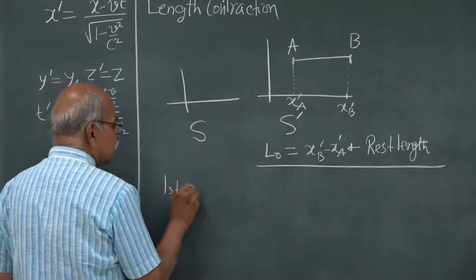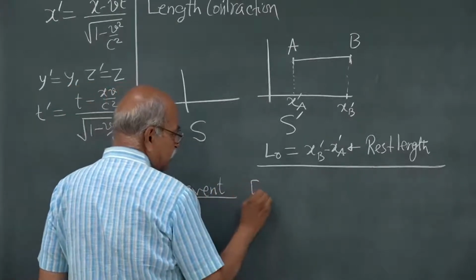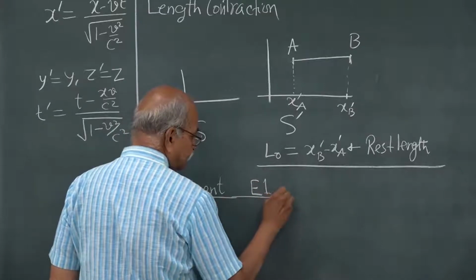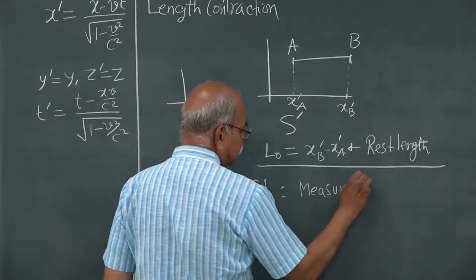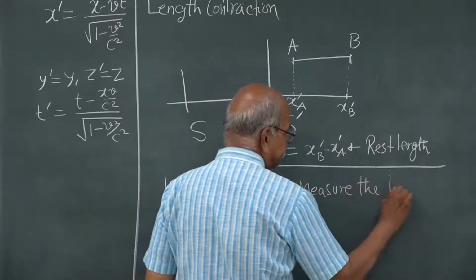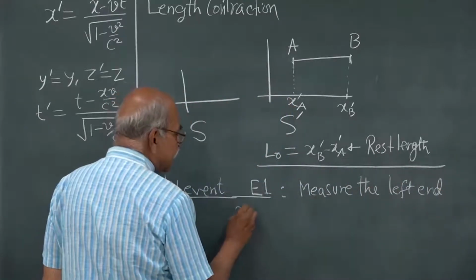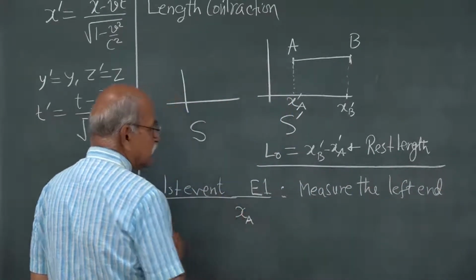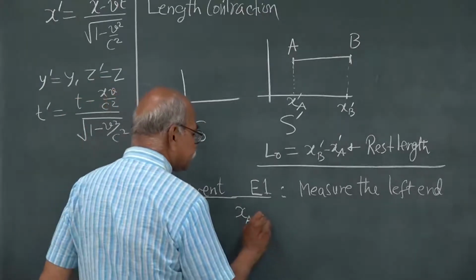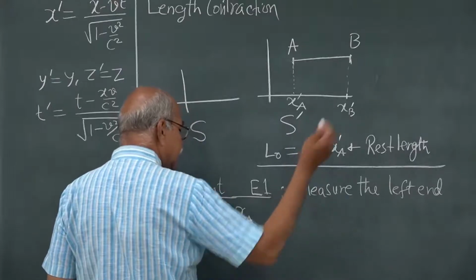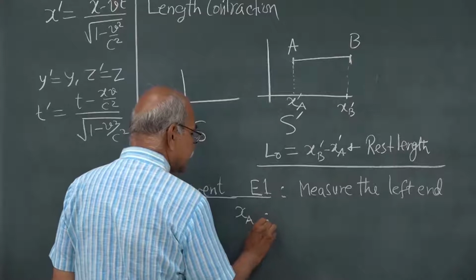your first event, E1, measure the left end. So, suppose I get a value x A, the coordinate there is x A, and when? At time t. So, x A and some y A and z A, and the time is, let us say, t.